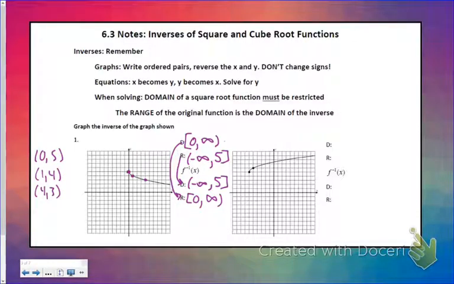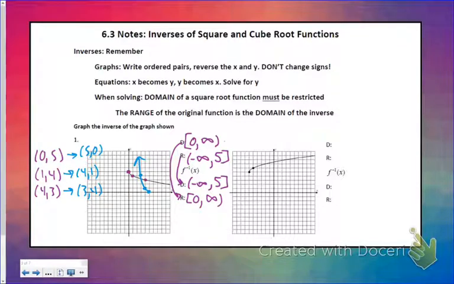So what I'm going to do now is write the points of my inverse. To find my inverse, all I do is switch x and y. And these are going to be the points that I plot on my new graph. So I'm going to plot (5, 0), (4, 1), and (3, 4). Connect my dots. And again, I've already done domain and range because I just flipped it from the original. All right, so if you feel comfortable, pause the video, try this one. Otherwise we're going to keep going.